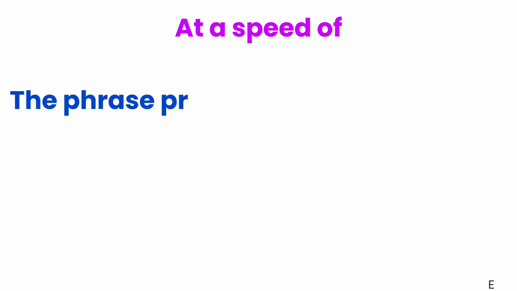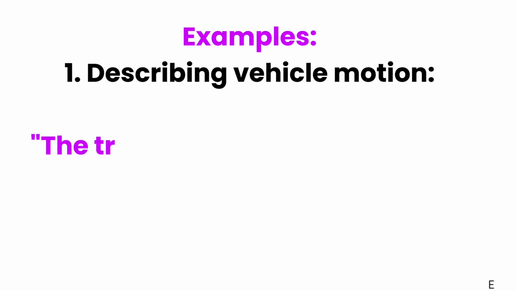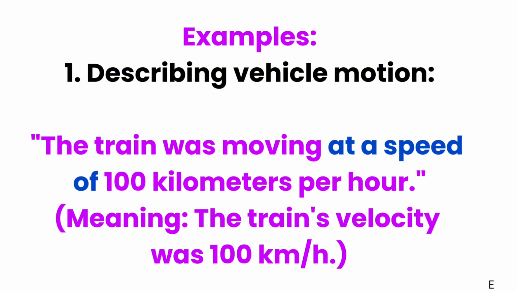At a speed of. The phrase "at a speed of" is used to describe the rate of motion or velocity at which someone or something moves. It specifies how fast something is traveling. Examples. 1. Describing vehicle motion. The train was moving at a speed of 100 kilometers per hour. Meaning, the train's velocity was 100 kilometers per hour.